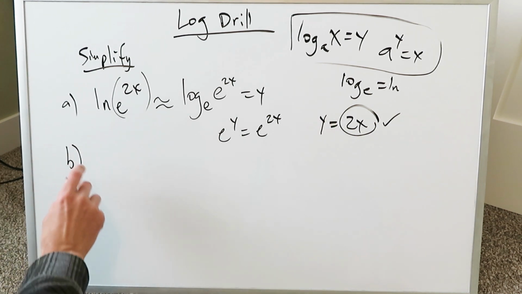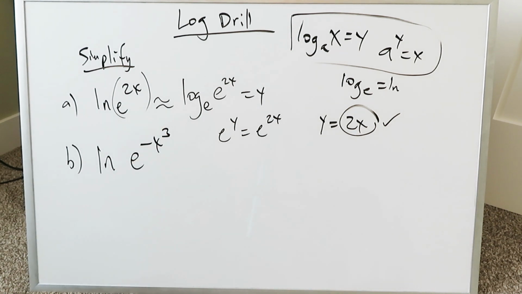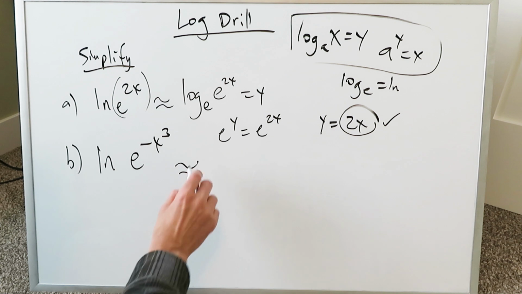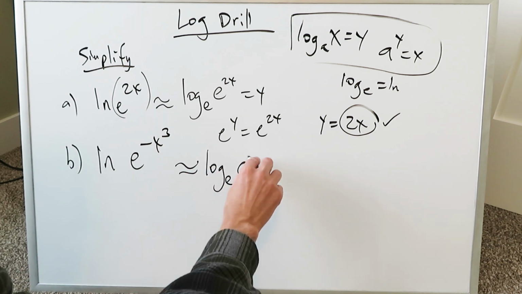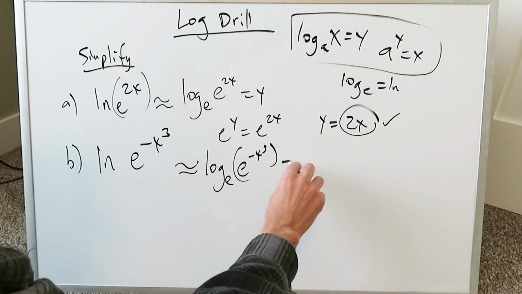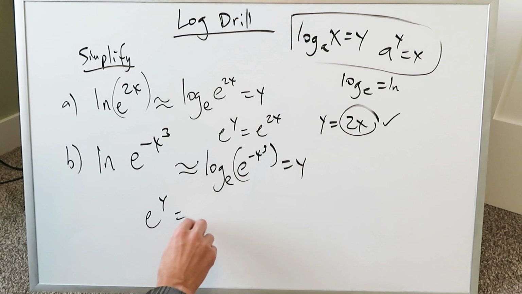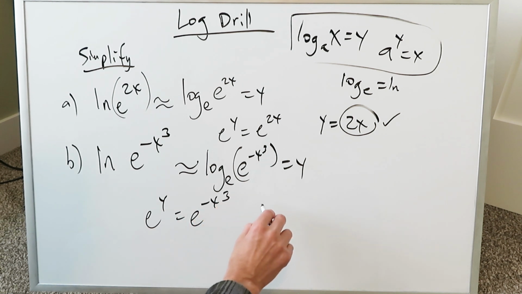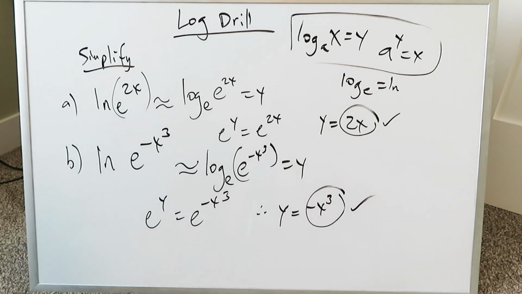Let's look at another one. Natural log e to the minus x cube. How can we do this? Again, convert everything here into a log form. You're looking here at a log base e, then you have e to the minus x cube. All of this is of course equal to y. You have e to the y is equal to e to the minus x cube. Therefore, y is equal to minus x cube, and this here is your answer.